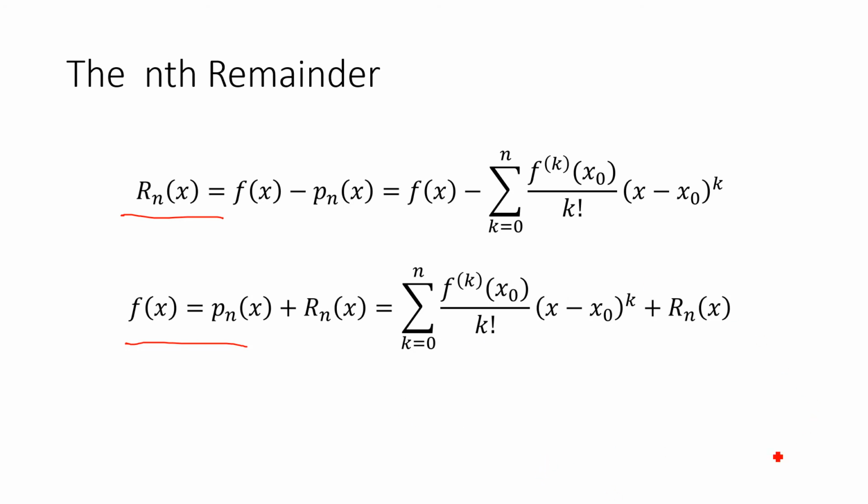Finding a bound for the nth remainder of the Taylor series gives an indication of the accuracy of the approximation p sub n of x to f of x.